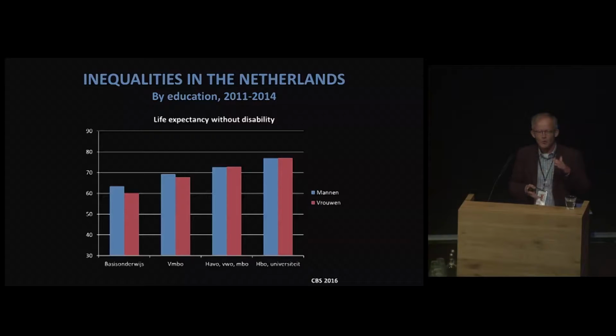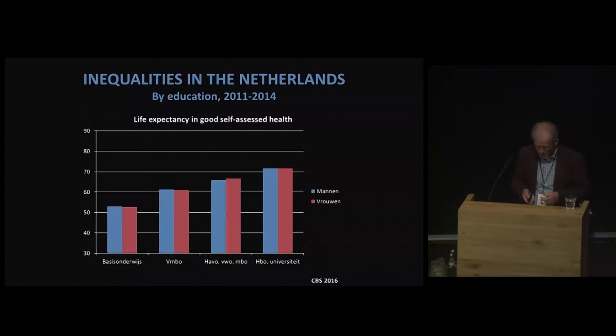People spend a certain part of their life with disability, but here again we see a gradient of higher life expectancy without disability for those with higher levels of education, and actually the gap is much wider than in the case of life expectancy. Here the gap is between 10 and 15 years between those with the lowest and the highest level of education. And this gap becomes even wider when we take another measure for health, life expectancy in good self-assessed health. Here the gap is around 20 years. People with the highest level of education live 20 years longer in good self-assessed health than people with the lowest level of education.